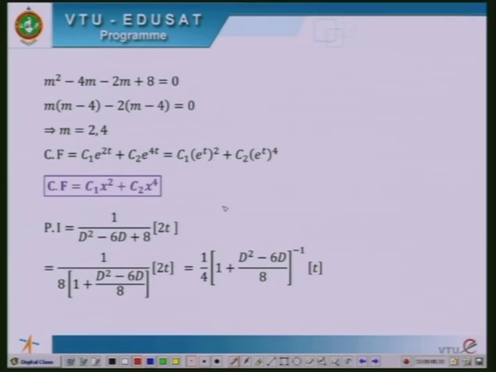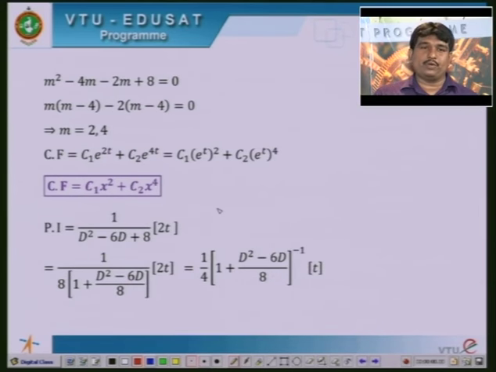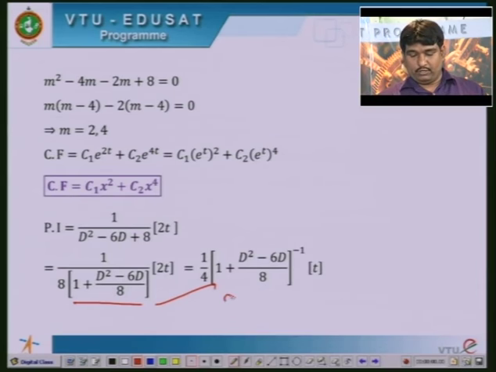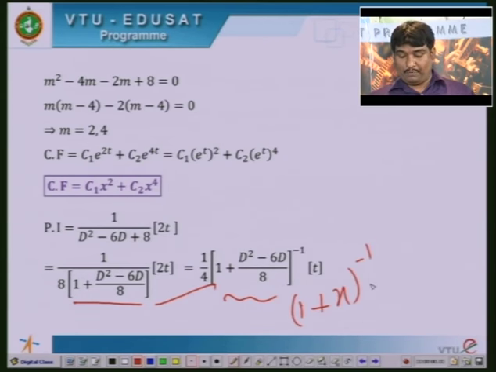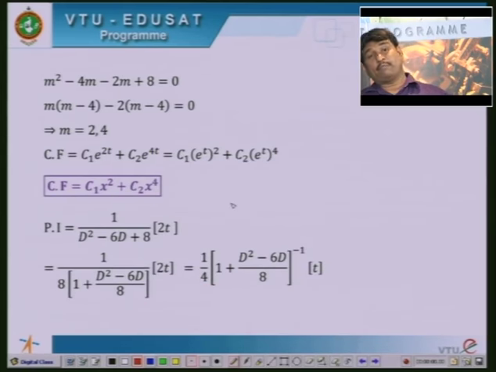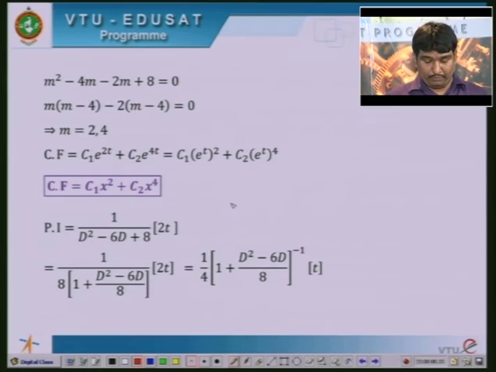Next, pi. Pi is 1 by D square minus 6D plus 8 operating on 2t, which is a polynomial. So type 3. I have taken 1 by 8 common. Then it is 1 plus D square minus 6D divided by 8 operating on 2t, and then I took this to numerator, so it becomes 1 plus D square minus 6D by 8 whole to the power of minus 1. This is like 1 plus x whole to the power of minus 1, and 1 plus x whole to the power of minus 1 expansion is 1 minus x plus x square minus x cube and so on.